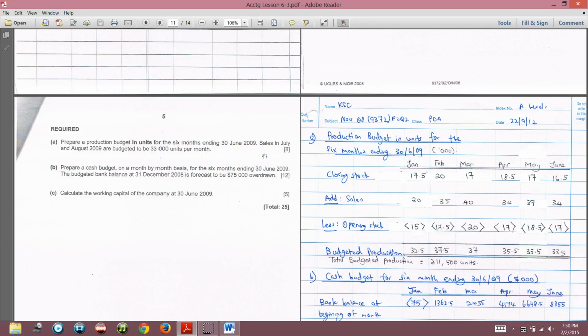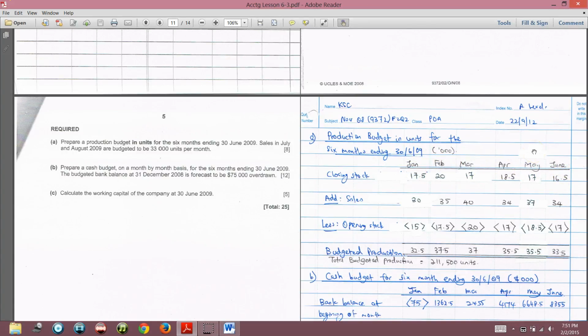Sales in July and August are budgeted to be 33,000 units per month. The production budget is the duty of the production manager, so you have to think in the shoes of the production manager. I just think of the title: production budget in units for the 6 months ending 30 June 2009. Since all the figures look big, I put all the figures in thousands, so I put brackets like that. January, February, March, April, May, June.